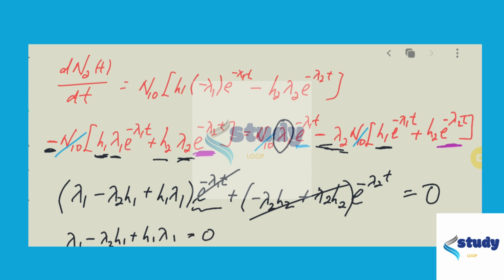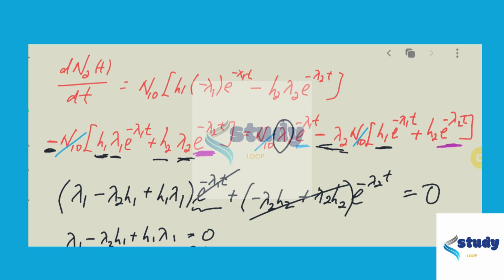this equation over here. And then we want to make h1 the subject. h1 will be equals to lambda 1 divided by lambda 2 minus lambda 1. Alright, so this is the final equation that we should get.